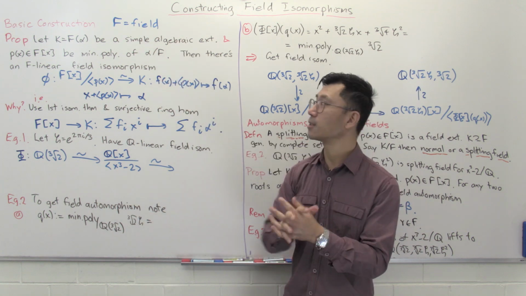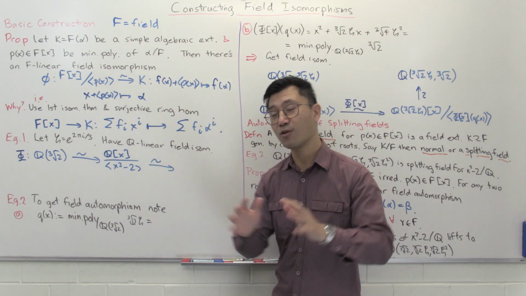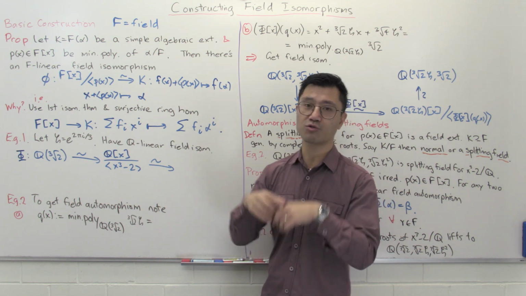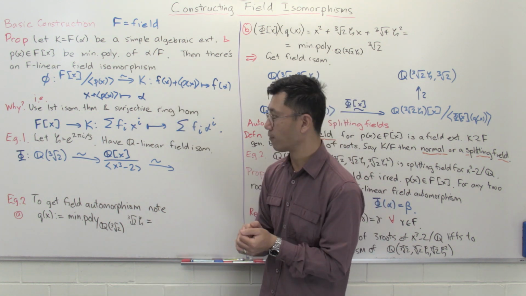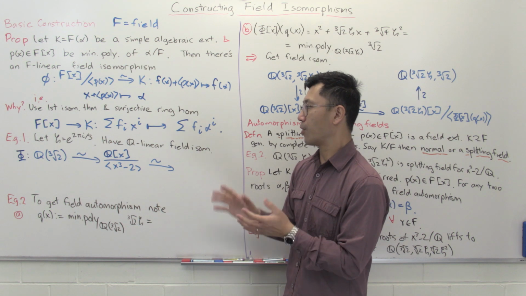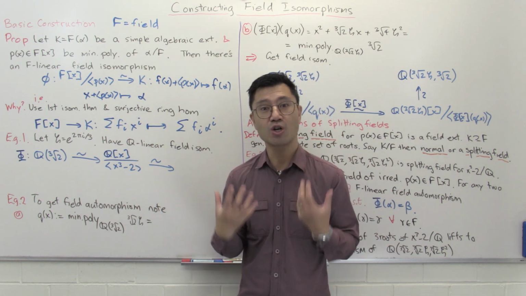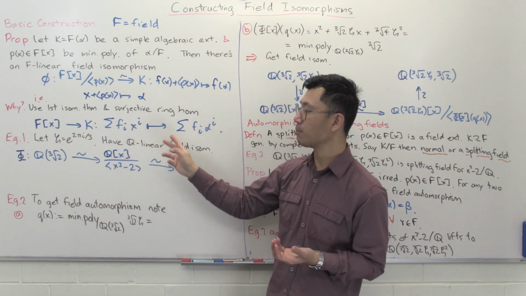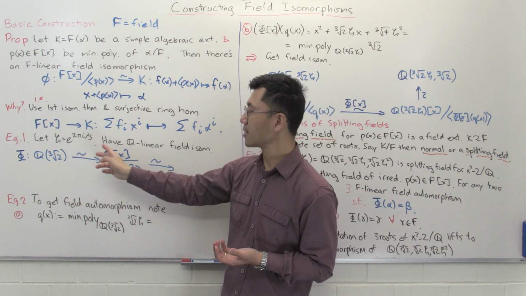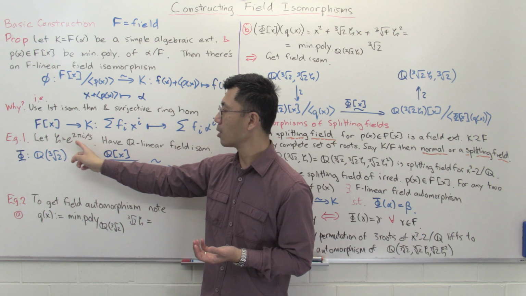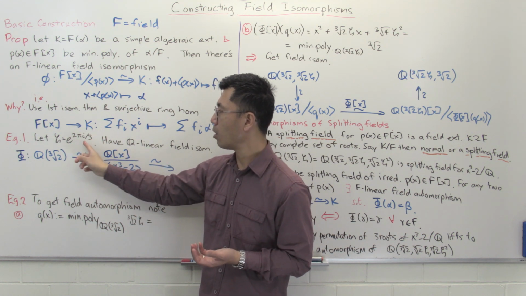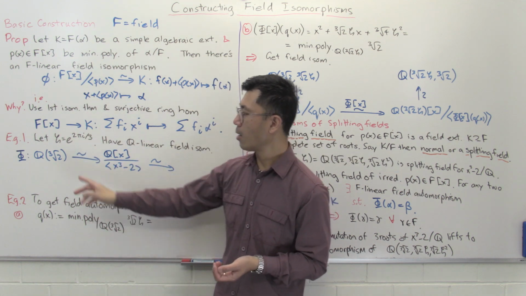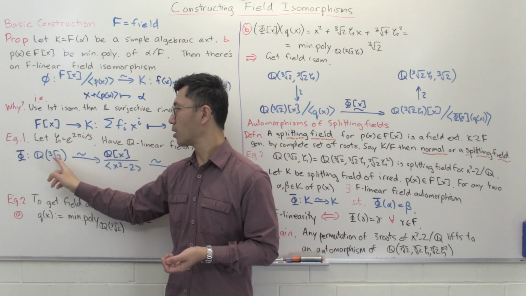Okay, so this is an abstract proposition, hopefully one that you've seen in your field theory courses before. But let's see how it's useful for constructing field isomorphisms that are interesting for us, things which are like the complex conjugation. So what we'll do here is look at some subfields of the complex numbers. We'll let zeta equal this primitive cube root of unity, e to the 2 pi i on 3. And what we'll start off with is Q adjoin the cube root of 2.